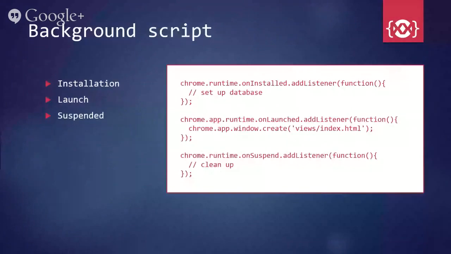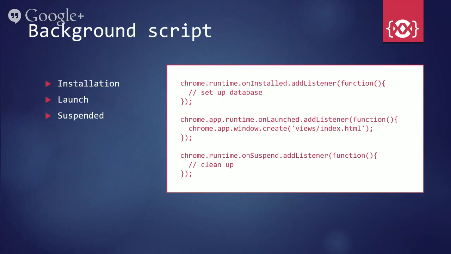Background script is responsible for 3 things: installation, launch, and suspension. So this is a JavaScript file. When it gets installed, this event will fire, the chrome.runtime.oninstalled.addListener. It's a callback function. This is the stuff you want to be running, like you create a database when an app gets installed, or initialize your environment for the first time.